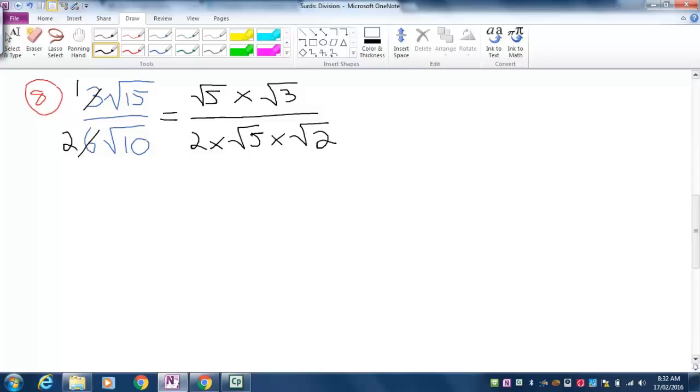Now we should be able to see that I have a root 5 on the top. That will cancel with the root 5 on the bottom, or vice versa. Bottom cancels with top. And tidying it up I get root 3 over 2 root 2. Again I need to rationalise that, so I multiply by a root 2 on the top and a root 2 on the bottom.